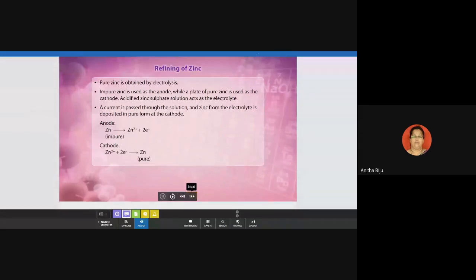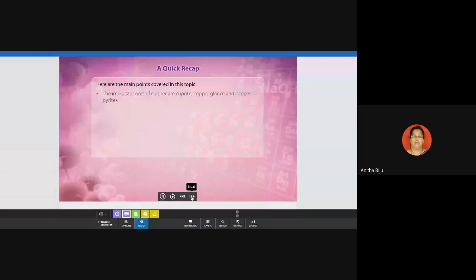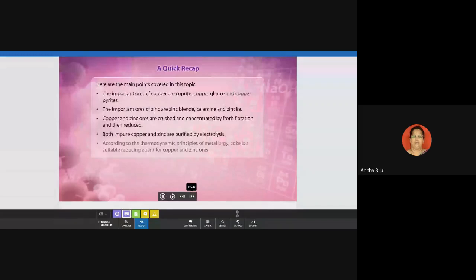So this is the last part of extraction of zinc. Again, this is the most simple extraction out of the four. This is the most simple one. So I hope it is clear to you. This we have already discussed, so no need of remembering it again. The Ellingham diagram, we had a discussion regarding all. Okay, so this is regarding zinc.